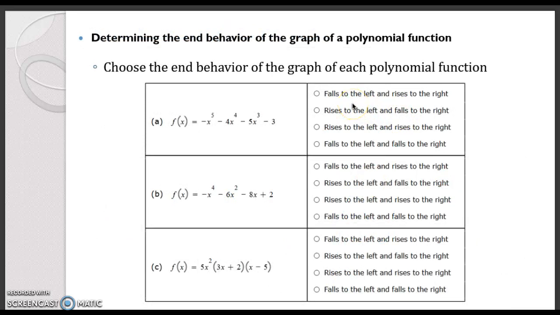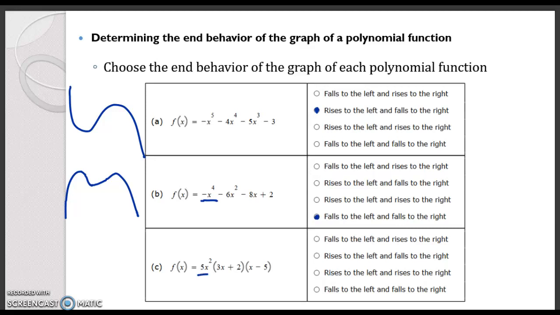So it rises as we go to the left and then falls to the right, because it's going to have this general form. As we go off to the left, it's rising, and as we go off to the right, it's falling. So it rises to the left and falls to the right. For the next one, the leading term is negative x to the fourth. So our a sub n is negative, but we have an even degree. That means we're going to look something like this. As we go off to the left, it falls, and as we go off to the right, it falls. So it falls to both the left and right.